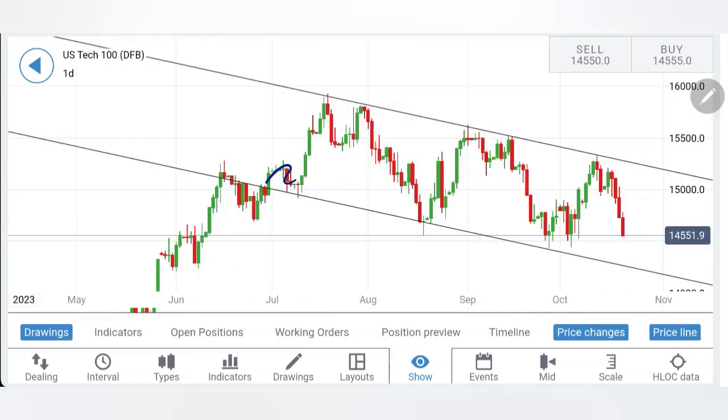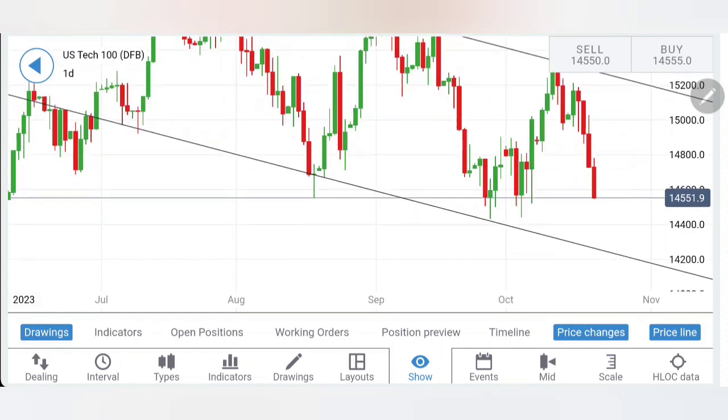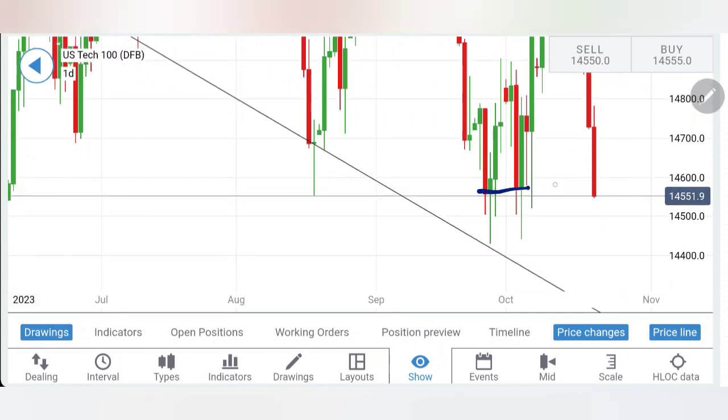Now look at the daily charts here. See the rise, retracement, rise, lower highs, retracement to the bottom, and then this to the top. So it is clear that Tech 100 is trading in this bearish channel. Second observation here on the daily charts is the prices have come towards the support zone. Now, what is the support zone? You can see none of the candles here have stayed below the 14,500 and 14,400 zone. Now, this is definitely a great support zone for Tech 100.